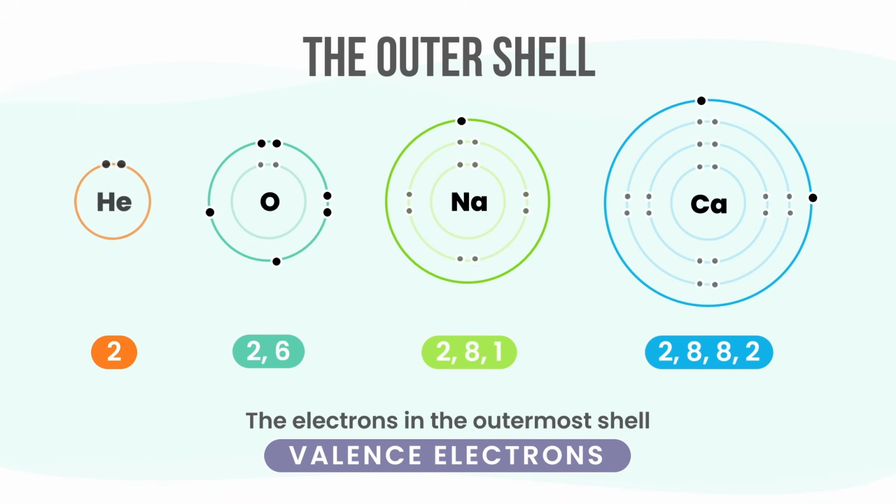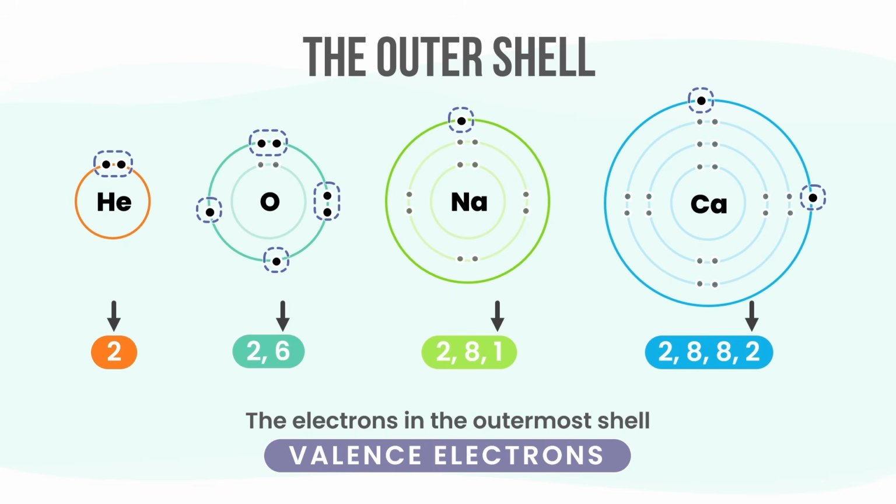Helium has 2 electrons, both in its only shell. Oxygen has 6 in its second shell. Sodium has 1 in its third shell, and calcium has 2 in its fourth shell. Take a look at the shell notation. The last number tells us how many valence electrons are present. And that's exactly what the vertical columns on the periodic table, the groups, are all about.